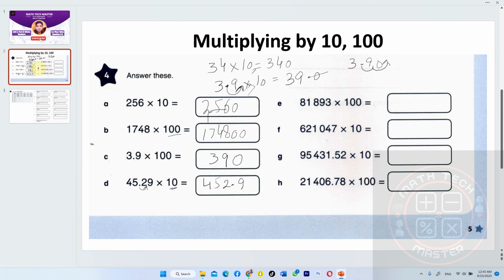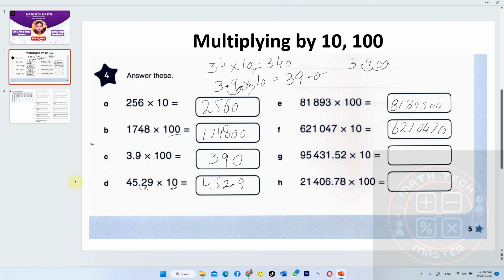So what we can do, we can simply multiply by 100 by adding two zeros afterwards. So we will add two zeros. So in the next case, we will multiply the number by 10. The number is a whole number. So what will we do? We will simply add the number of zeros to the right of the number.